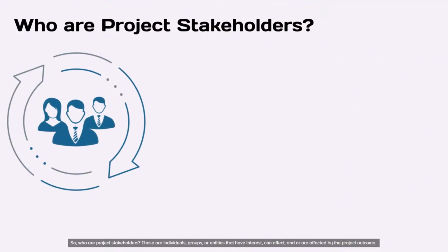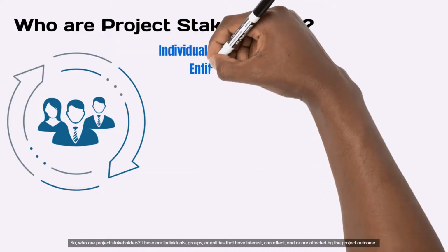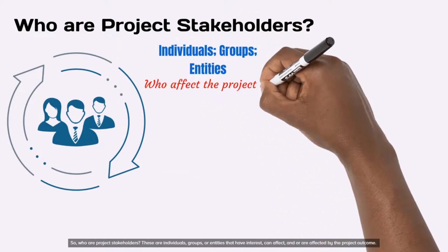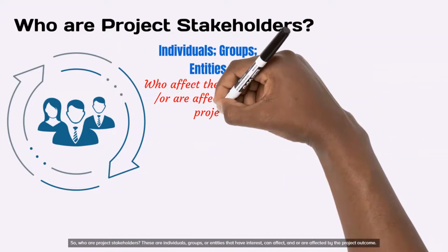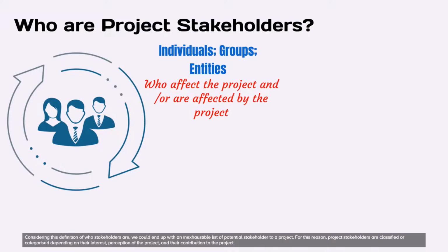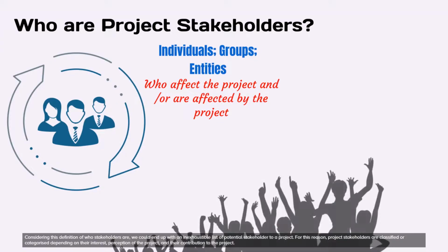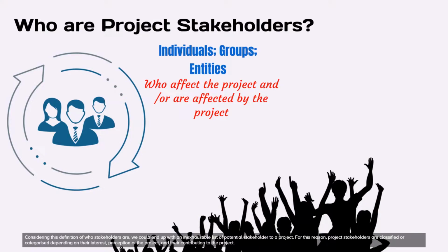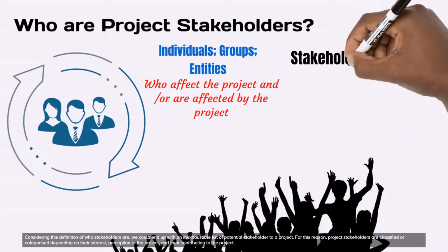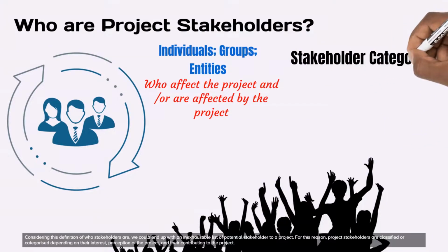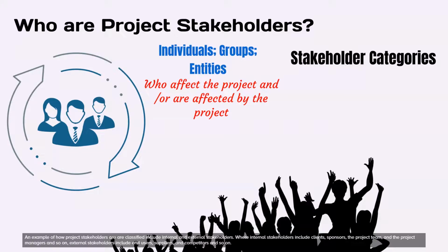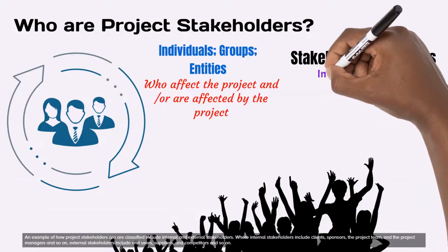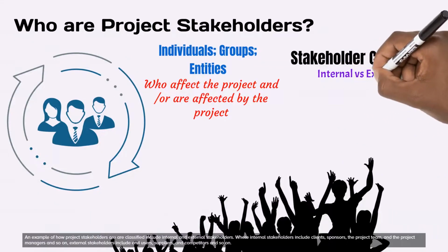These are individuals, groups, or entities that have interest, can affect, and/or are affected by the project outcome. Considering this definition of who stakeholders are, we could end up with an inexhaustible list of potential stakeholders to a project. For this reason, project stakeholders are classified or categorized depending on their interest, perception of the project, and their contribution to the project. An example of how project stakeholders are classified include internal and external stakeholders.